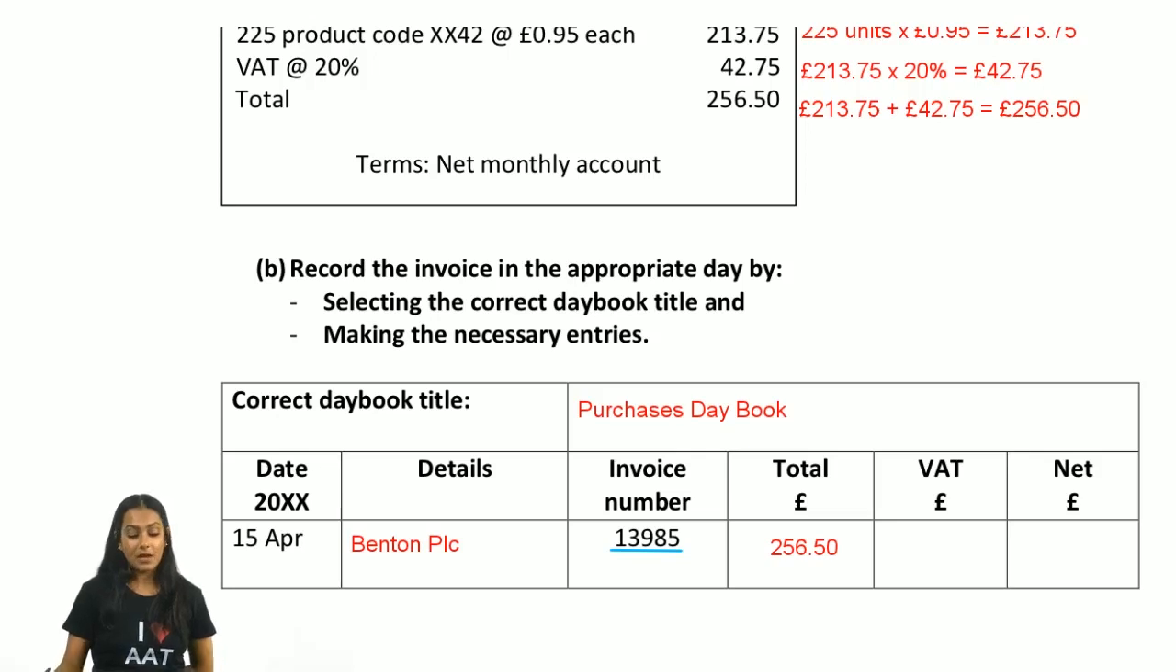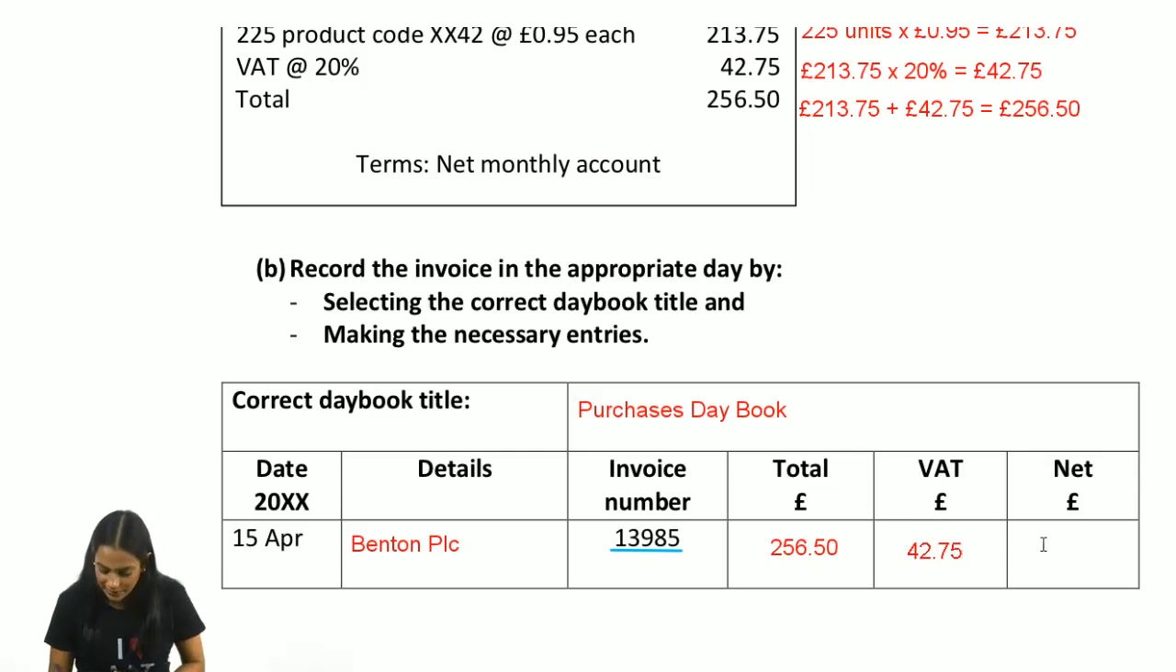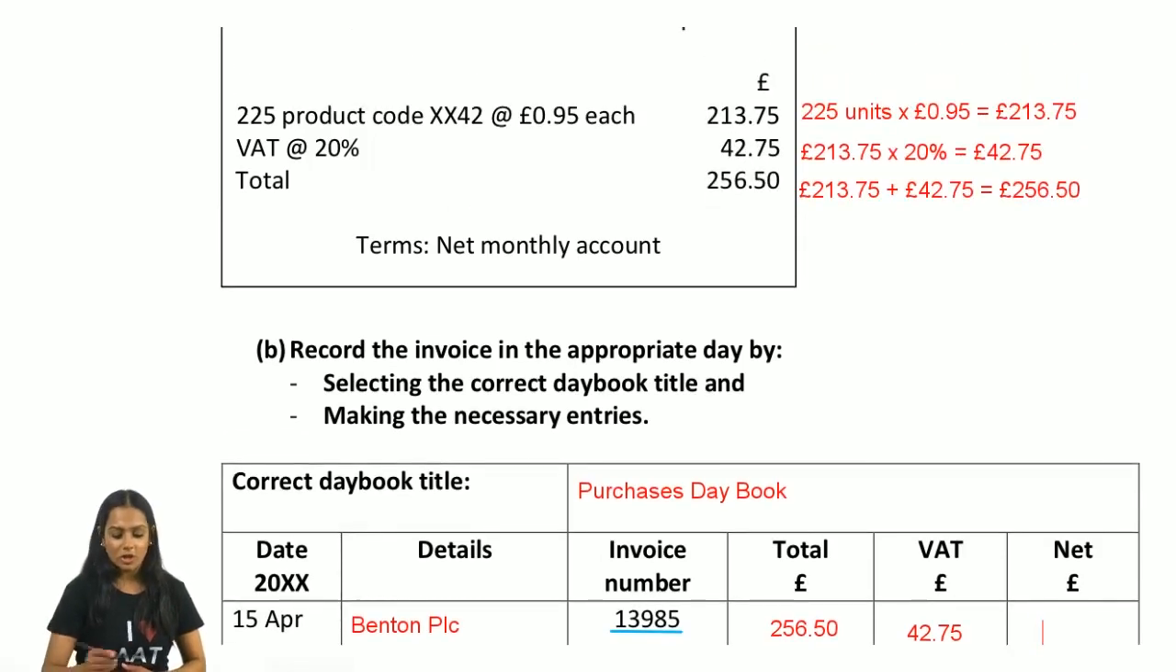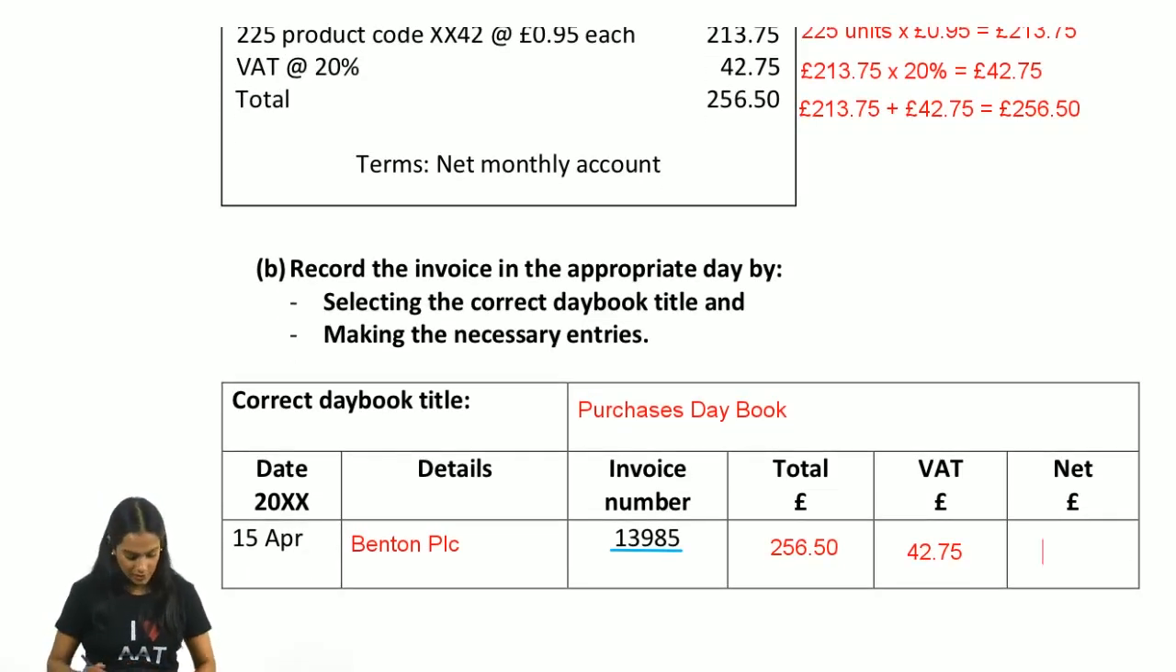256.50. The VAT amount is the amount that Benton will have to collect on behalf of HMRC and pay to them. So the VAT amount is £42.75. And the net amount that is due is £213.75, just like we've calculated above, and we have double checked that the amounts are correct. So 213.75. There we go.